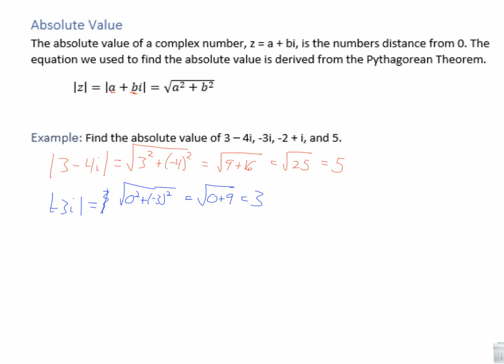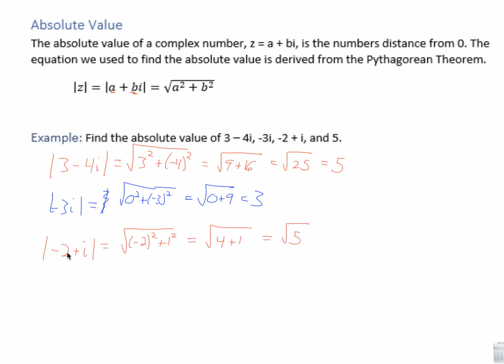The next one we see here, we want to find the absolute value of negative 2 plus i, which is going to equal, once again, the square root of a squared, so negative 2 squared, plus, and what's our b here? Well, that's a 1. The coefficient's 1, so plus 1 squared. And that will equal 4 plus 1. So that's the square root of 5.